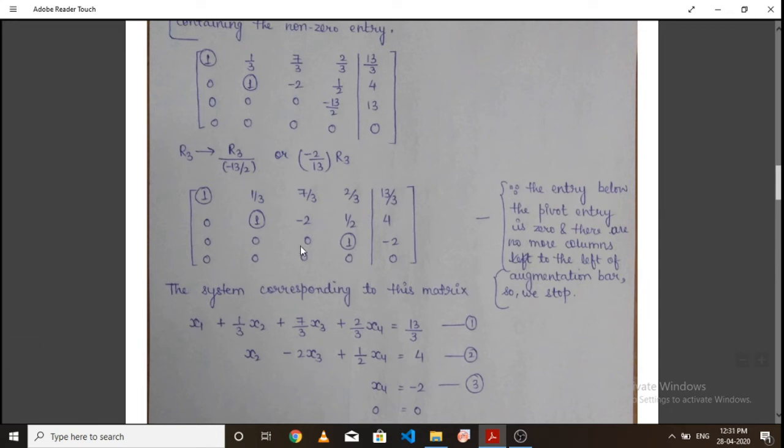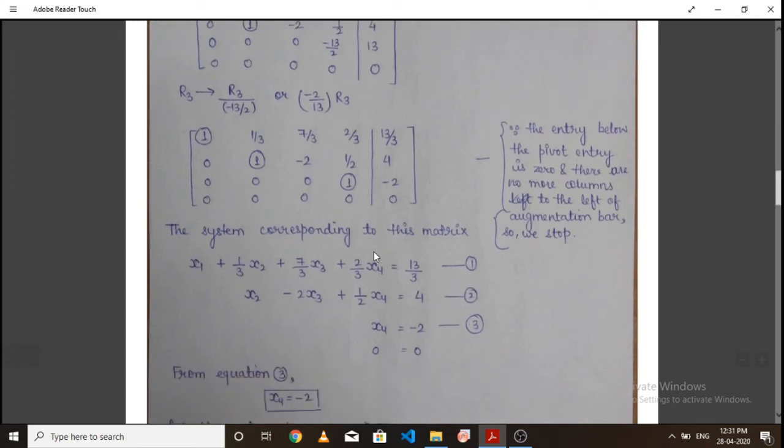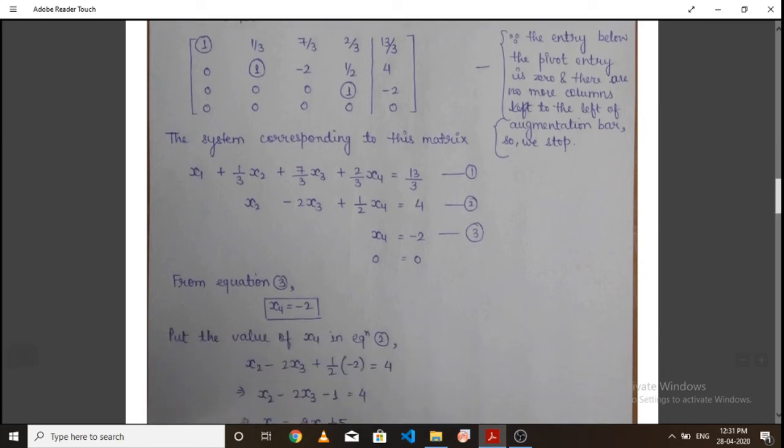After this, you have to write the system corresponding to this final augmented matrix, and you can easily do that. So this is my system corresponding to the above matrix. I have mentioned this as equation number 1, this as equation number 2, this as equation number 3. The fourth equation is trivial, so we won't consider it now.